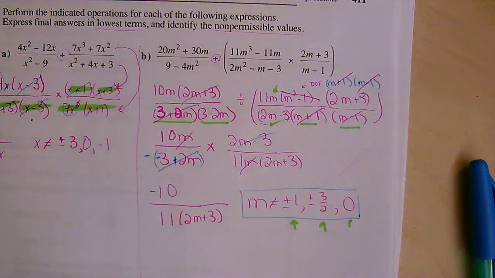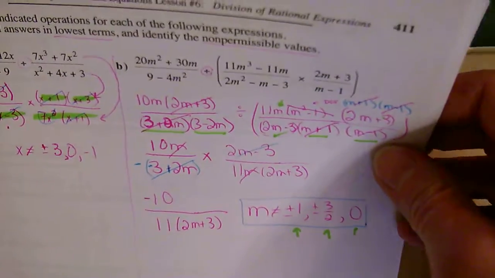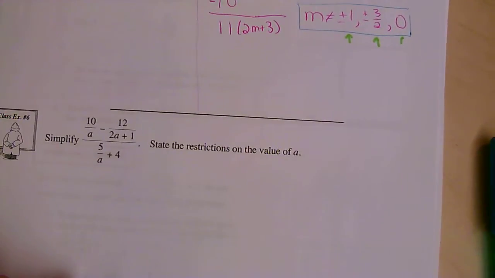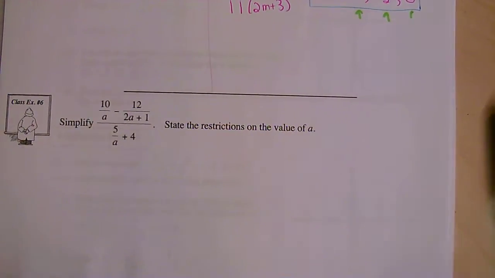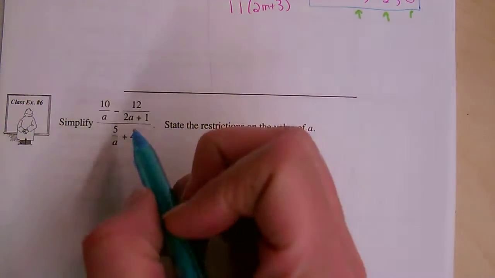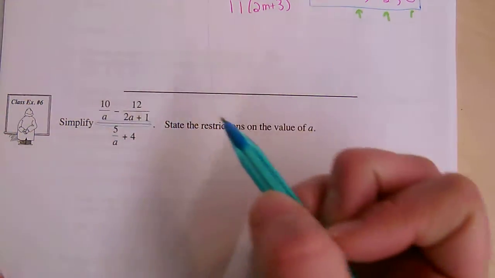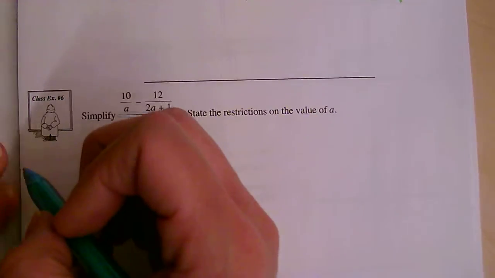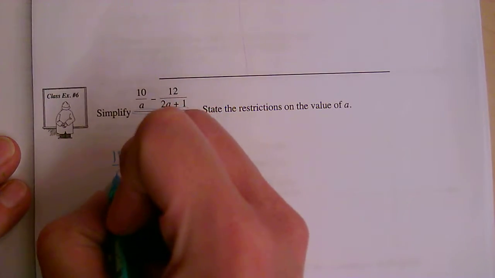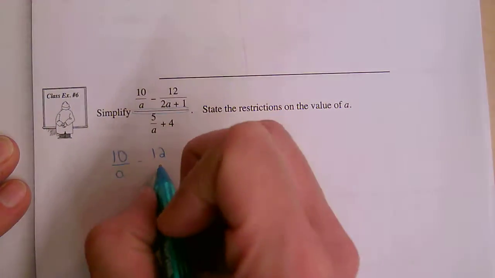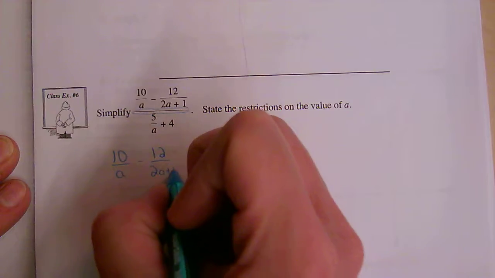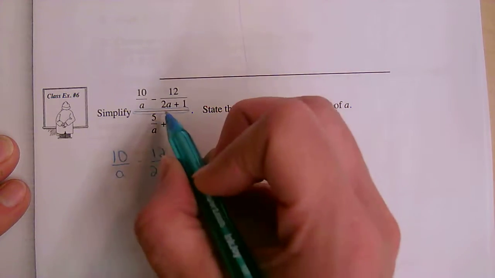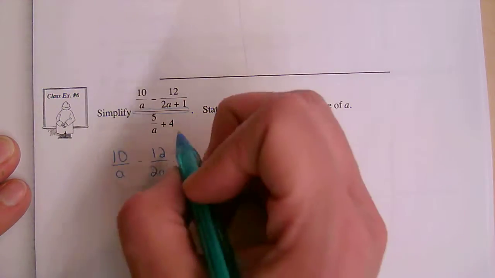So, one more example. Okay, so this one, once again, looks a little bit tricky, but it's not so bad. I like to get rid of these. So we're going to write this as 10 over a minus 12 over 2a plus 1, and then I'm just going to write ahead multiplied by the reciprocal.